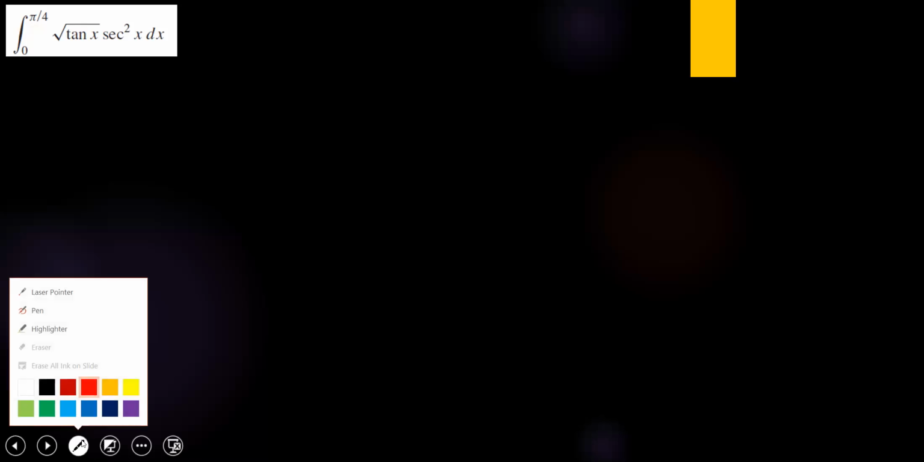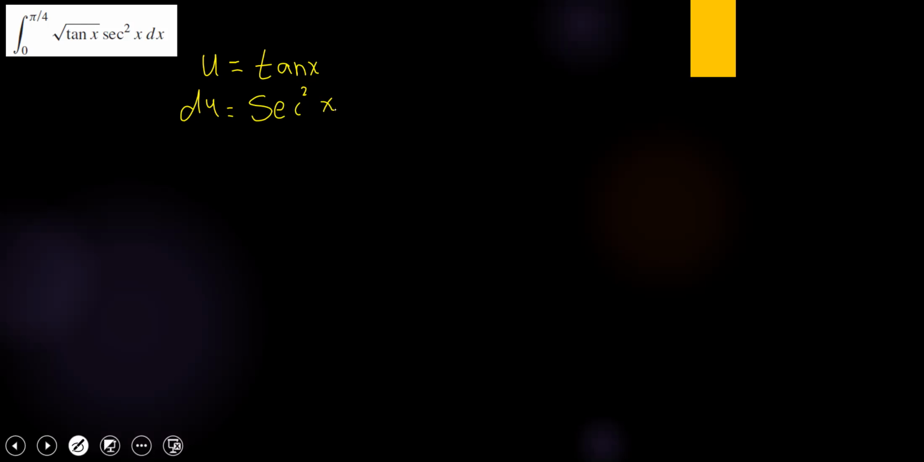Let's solve now this definite integral. The integration from 0 to pi over 4 of the square root of tan x secant square x dx. Let's first see where my u assumption is. Let's assume that u is tan x. So when u is tan x, du will be, what is the integration of tan? It will be secant square x.